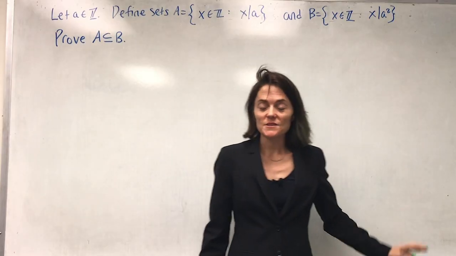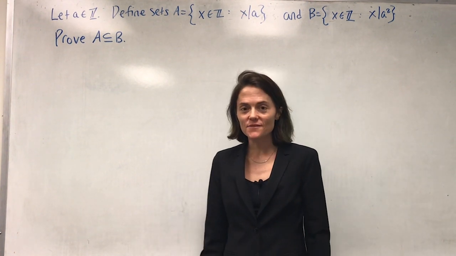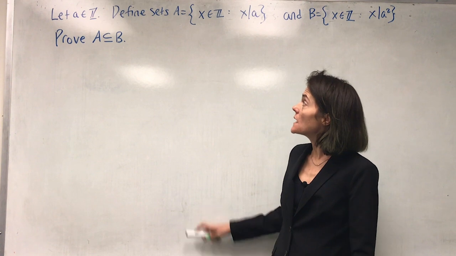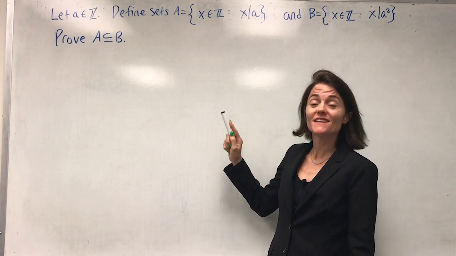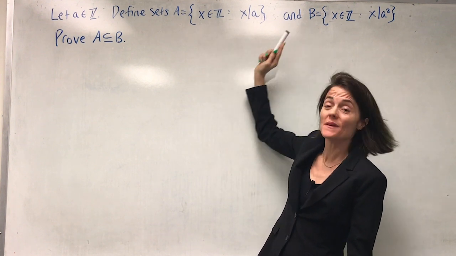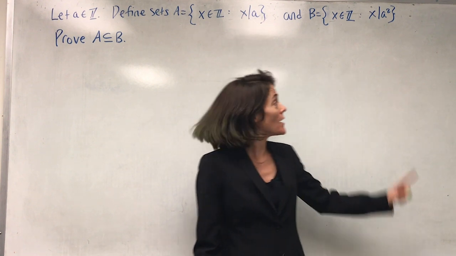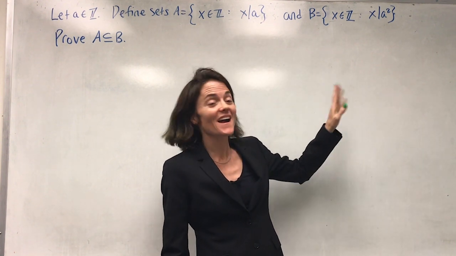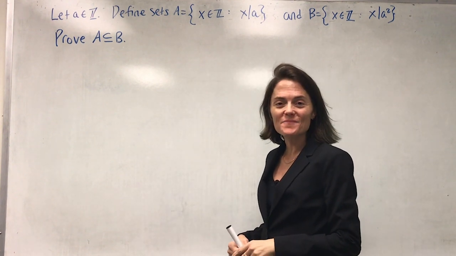Here's another problem involving showing subset, and this is from an exam, as follows. We define two sets. For little a in Z, we have capital A and capital B sets. These are all integers that divide little a, and all integers that divide little a squared, and we want to prove A is a subset of B.